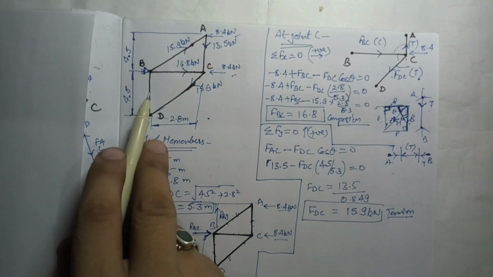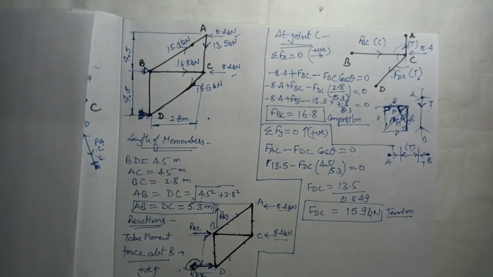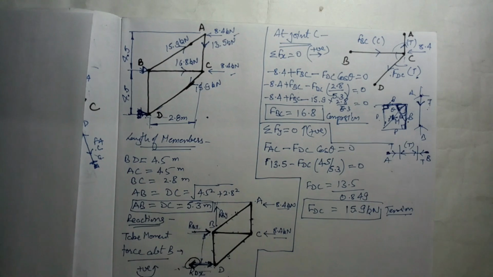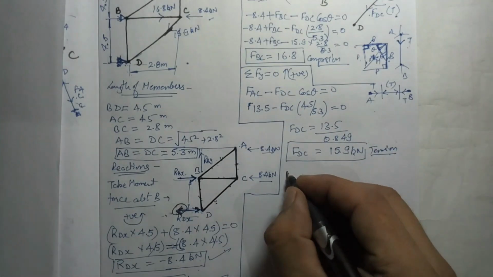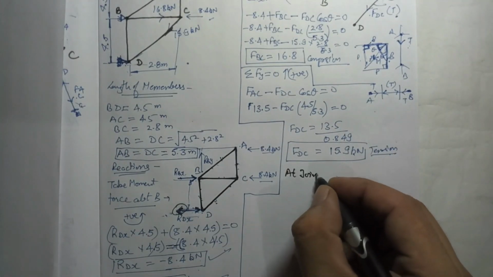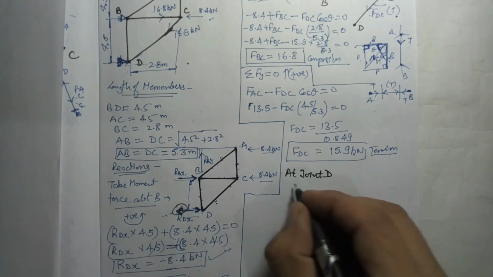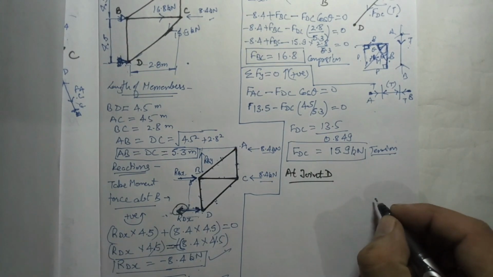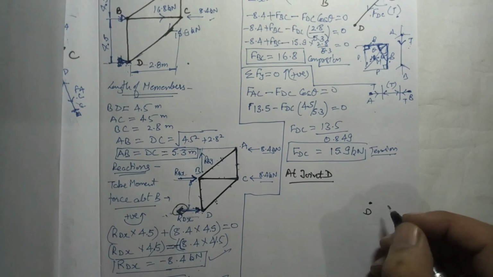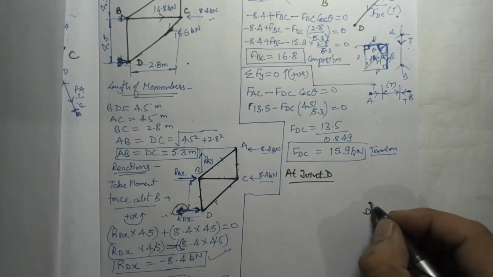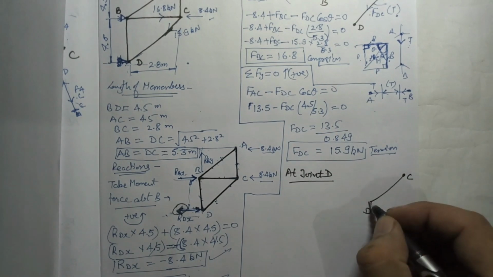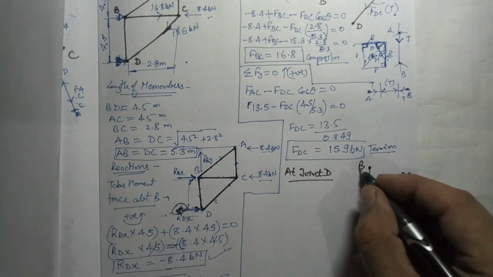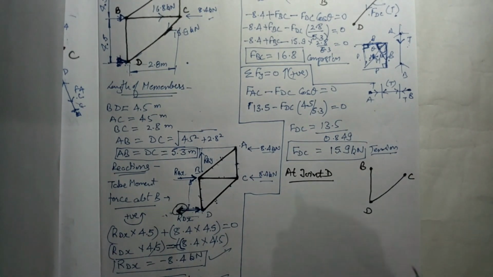Now this value is remaining, so we will go for the D joint, or you can go for the B joint also. Just to make it easy, let's say I'm taking D joint. So what is the free body diagram for D joint? This is the joint D given. Now for this D joint, this is the direction for C and this is the direction for B. Now what are the forces acting on this?